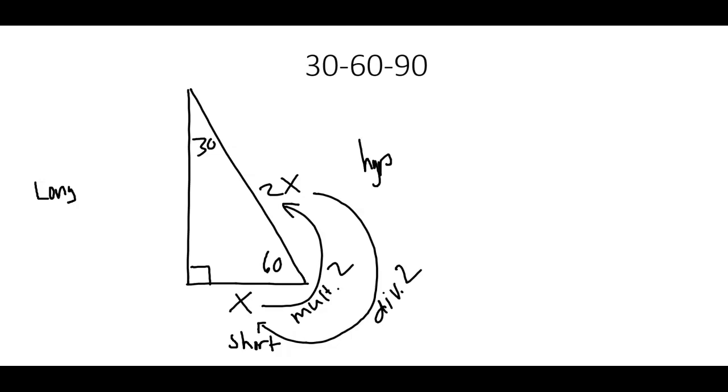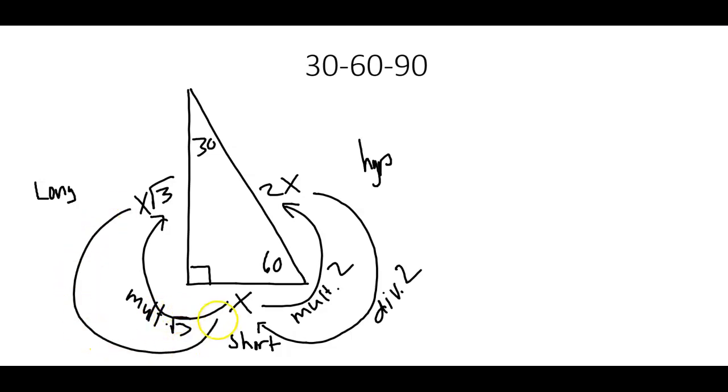Well, the long leg can be found by taking your short leg and multiplying it by the square root of 3. Okay. And so we'll put multiply square root of 3. And not surprisingly, then, if you ever wanted to work backwards, what would you do? You would divide by the square root of 3.